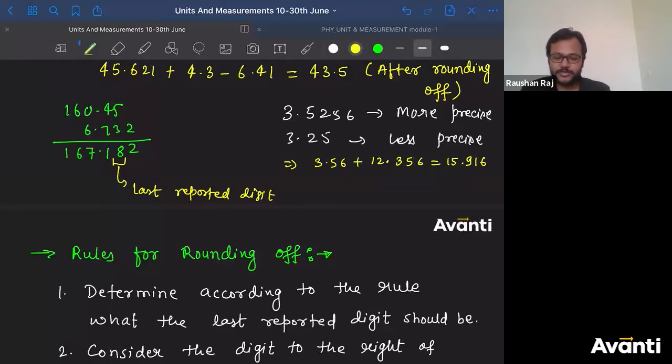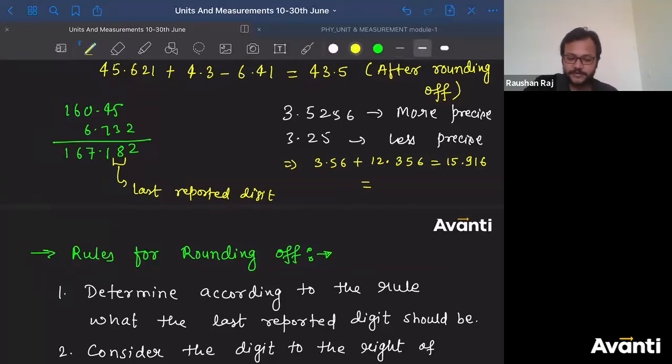Now tell me, what should I do here? Till how many decimal places do I have to express the result here? How many digits are to the right of the decimal in the first number? There are 2 in the first number. In the second number, there are 3 positions to the right of decimal. So in the final answer, I should have only 2 positions to the right of decimal. So I have to round it off to 2 decimal places.